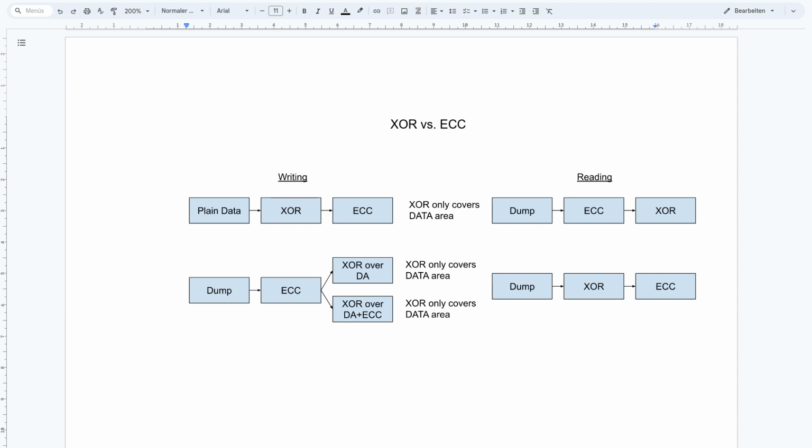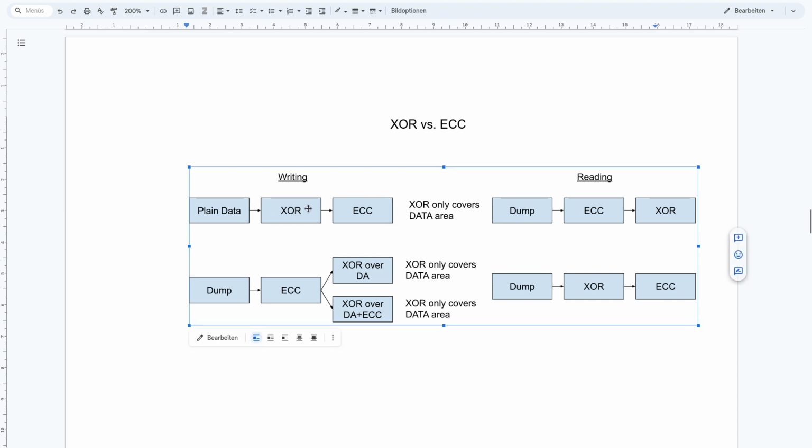Unfortunately, it depends heavily on the perspective. From the writing perspective, if you take a look at this example, we would first do XOR and afterwards do ECC, so that would be ECC after XOR. But from the reading perspective, it's exactly the opposite. So we would do ECC first and XOR afterwards. Since those are directly the opposite, that's not a good way to name them.